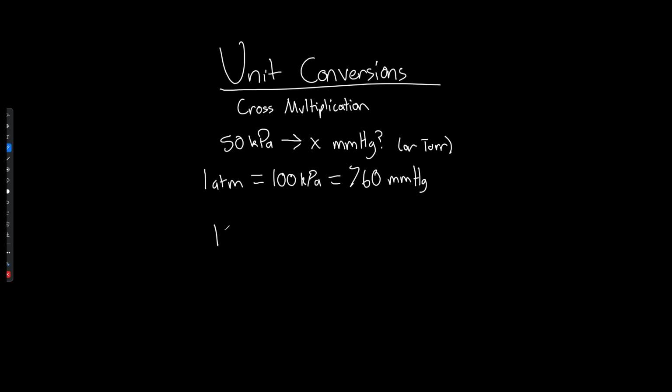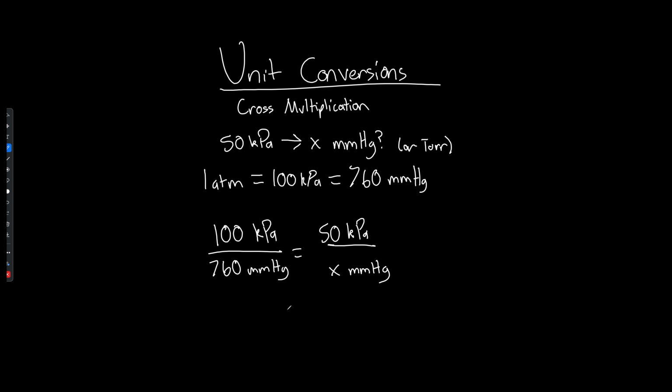We can just set up that same cross multiplication. 100 kilopascals over 760 millimeters of mercury is equal to 50 kilopascals over an X number of millimeters of mercury, and that's what we're trying to solve for. So then we just cross multiply. We basically get X millimeters of mercury times 100 kilopascals is equal to 50 kilopascals times 760 millimeters of mercury.